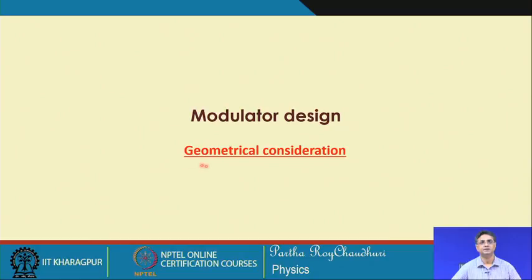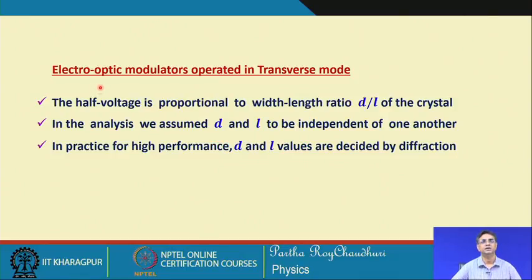Now, we will look at an important aspect of the design of the modulator in terms of the geometrical dimensions. You see that electro-optic modulators can be operated in the transverse mode when the half voltage is proportional to D by L. This is the key point of this discussion for designing, which will give a very big improvement in the performance of the modulator. This ratio D by L can be suitably adjusted, of course it has to be reduced, to bring down the half voltage.